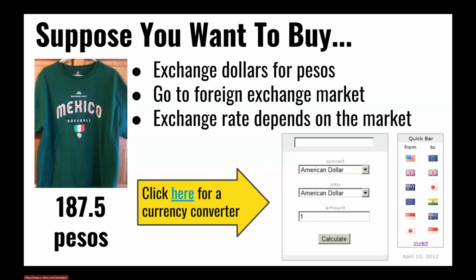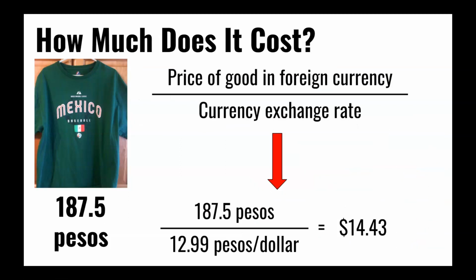And there's lots of different calculators out there. What you would need to do is take the price of the good in the foreign currency, 187.5 pesos, and divide it by whatever the currency exchange rate is. So how many pesos per dollar do you receive on the foreign exchange market? In this case, let's say it's 12.99 pesos per dollar. So how many dollars will you need? Well, you would take the 187.5 pesos divided by the exchange rate of 12.99 pesos per dollar. And you'll find that it will cost you $14.43 in American currency.